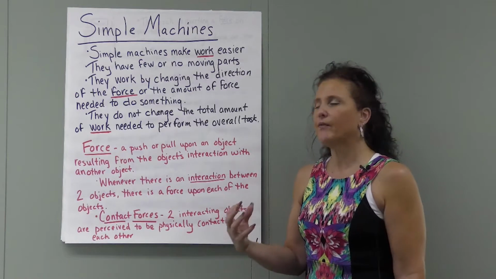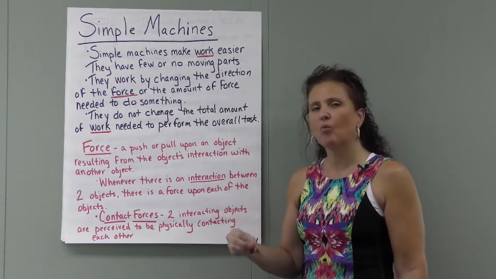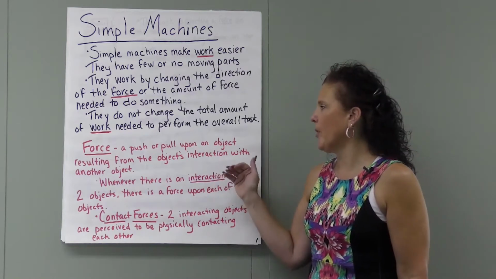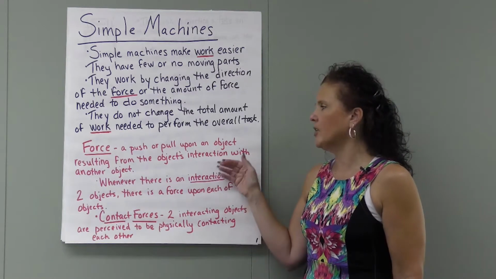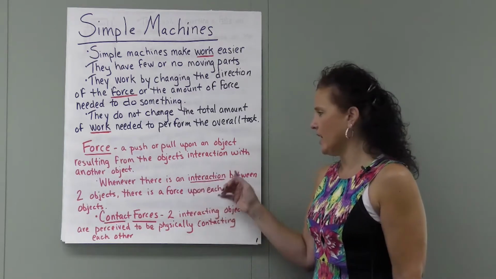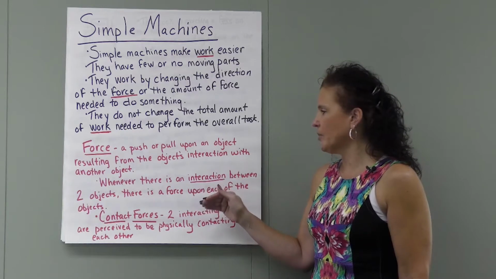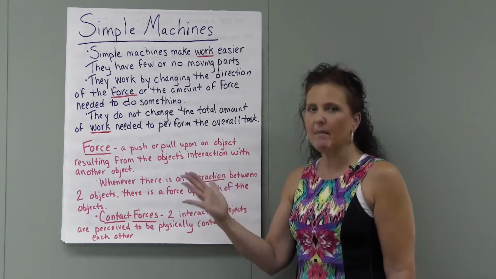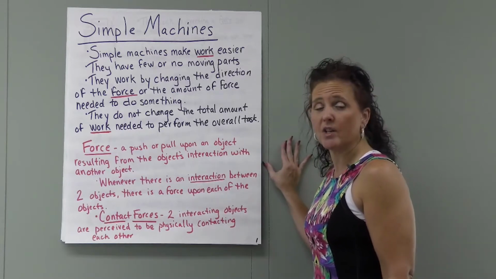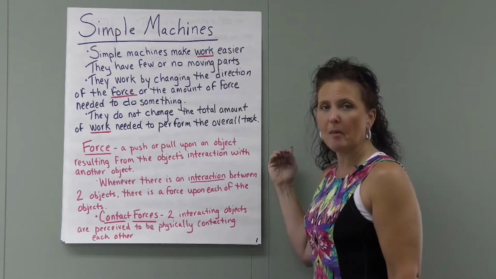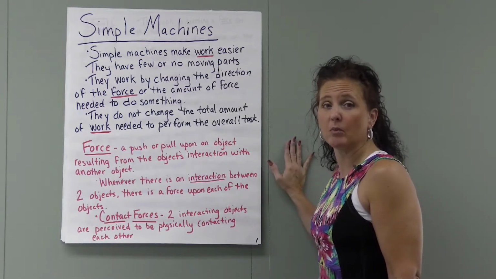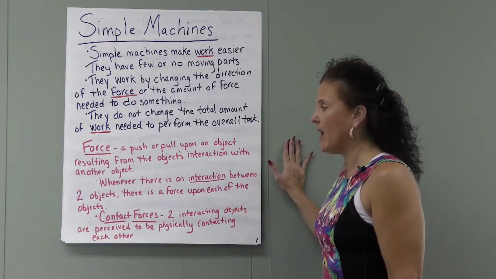So what we need to define first are the two words force and work, and how they relate to physics. A force is a push or pull upon an object resulting from the object's interaction with another object. Whenever there is an interaction between two objects, there is a force upon each of the objects. If I take my hand and push against the wall, I'm pushing with a force against the wall, but the wall's pushing back against my hand with the same amount of force. If not, one of us would move, right? So there's an equal amount of force.